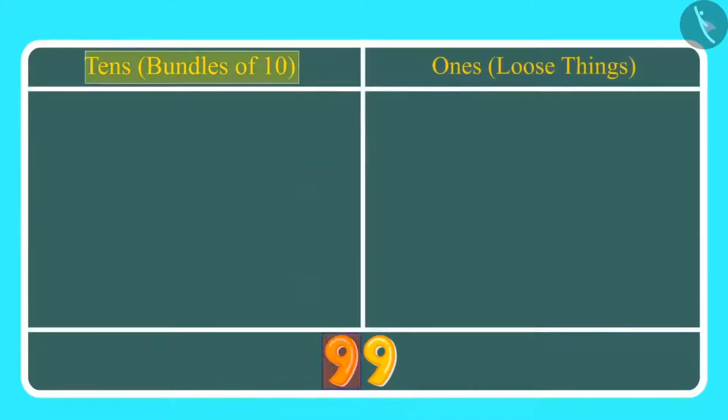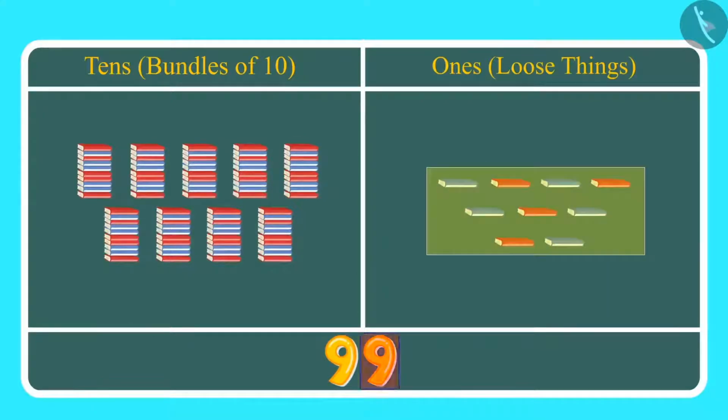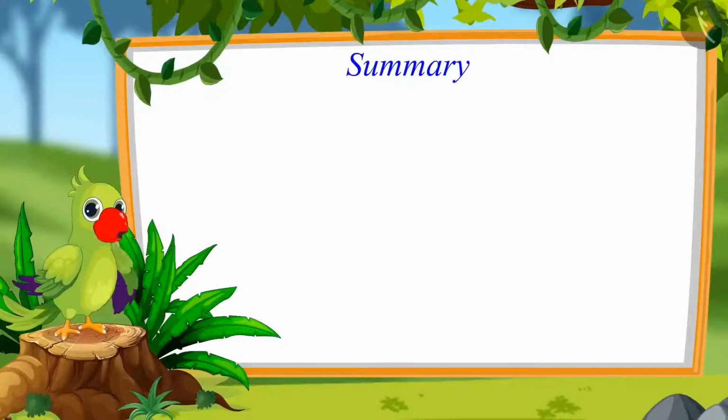And here 9 is at tens place and 9 is at ones place. So that means we have 9 tens, which we can also call 9 bundles of 10, and along with that 9 ones.